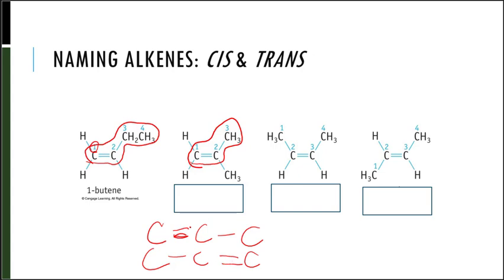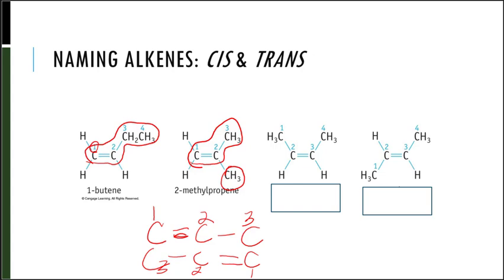And I would always number closest to the double bond. So 1, 2, 3 or 1, 2, 3. The only option is 1-propene. They just leave off the 1. Then we can see that off of carbon number 2 we have a methyl group. So this name is 2-methylpropene.